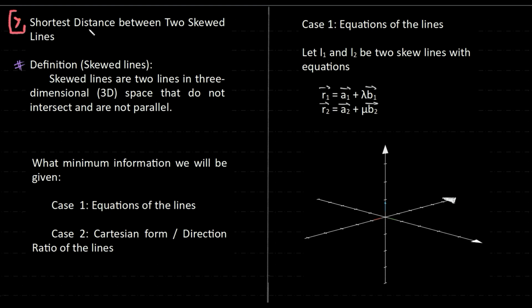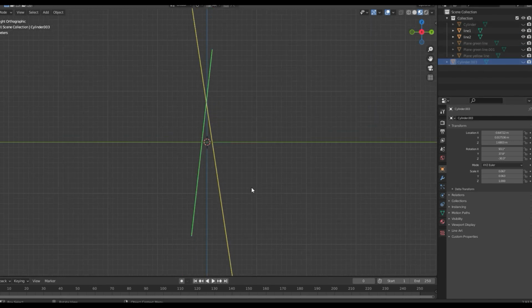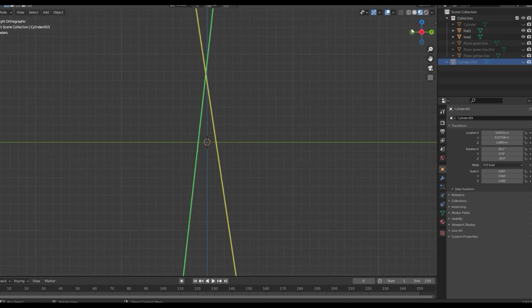We're trying to figure out the shortest distance between two skewed lines. First of all, what are skewed lines? Let's understand that. For that, we're going to make use of the following. So guys, as of now, how does this set of lines look like? Are they intersecting or not intersecting?